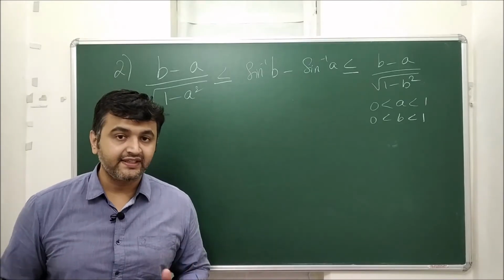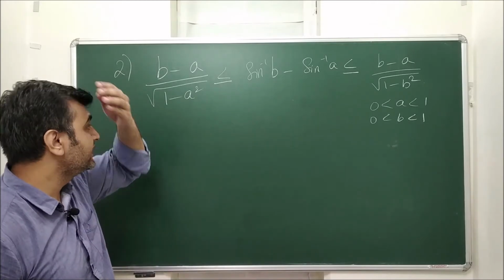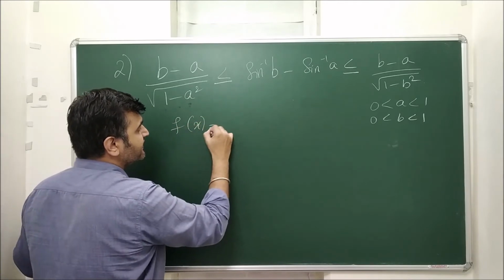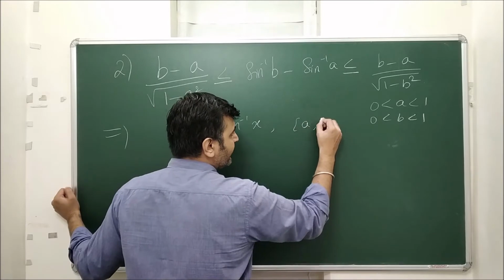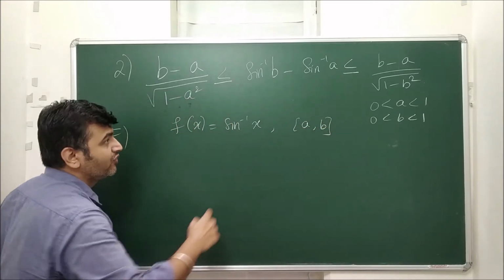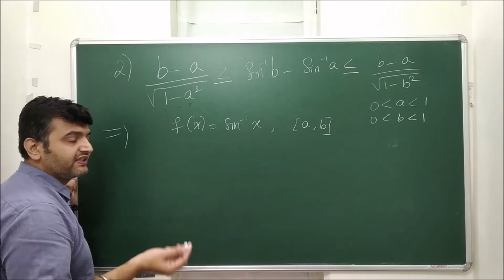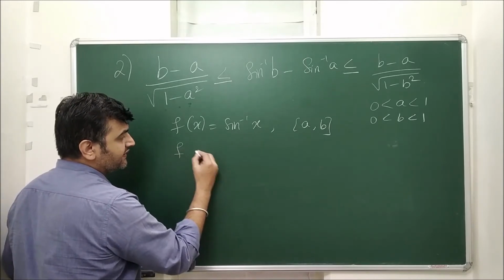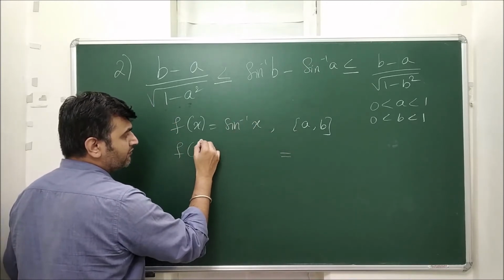So here is the second inequality involving sine inverse. This is the inequality we need to prove. Now what function will you choose? You take f of x as sine inverse of x, and you take the interval a comma b, because I want to prove it for b and a. Again sine inverse is continuous and differentiable, so by the Lagrange mean value theorem there exists a c such that f dash of c is equal to f of b minus f of a.